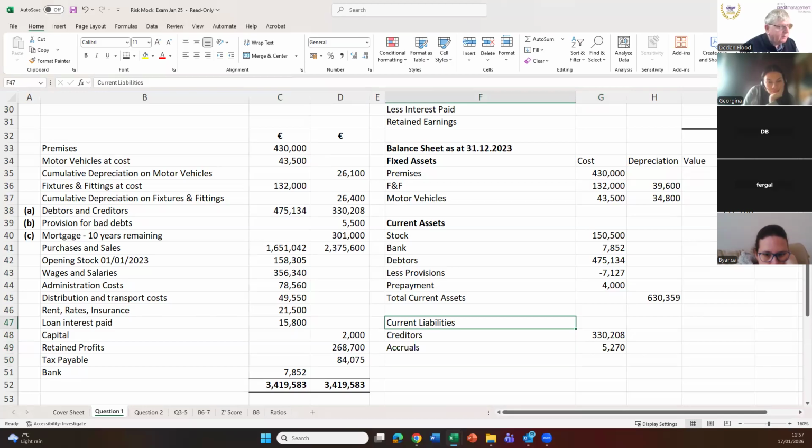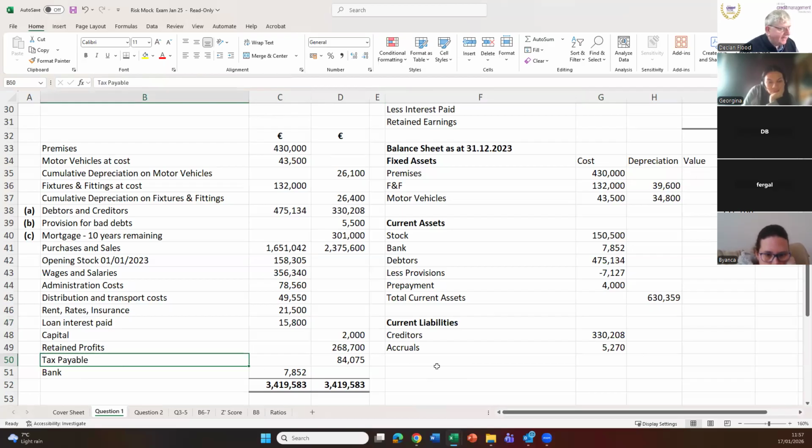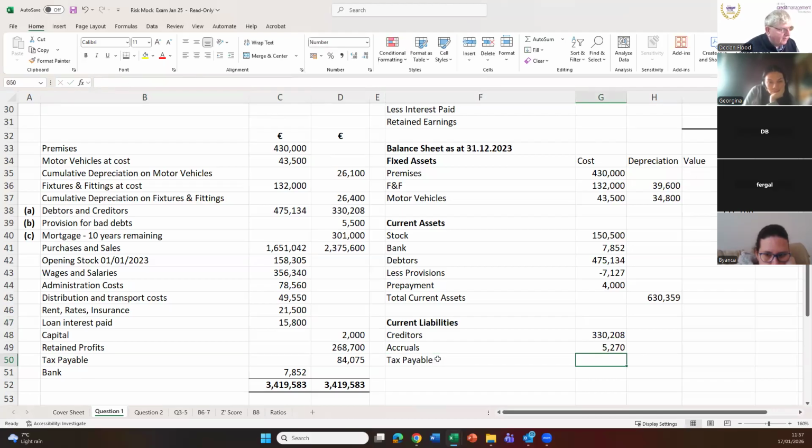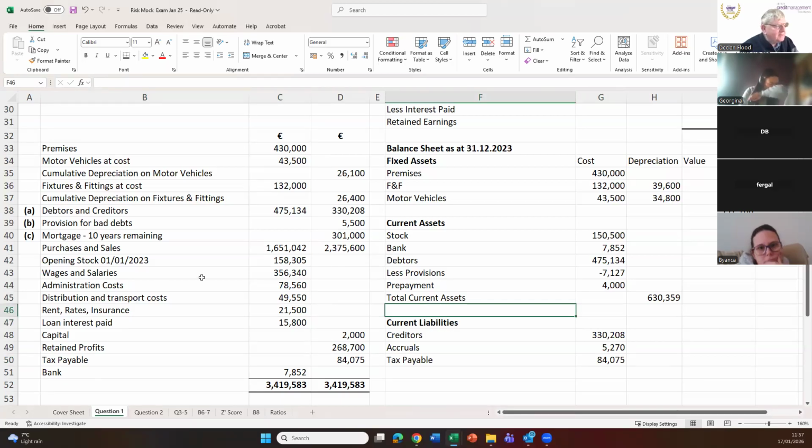So that's money that we owe, even though it's not in the trial balance. So we have to adjust that accruals. And then there's a VAT payable there, a tax payable. So that's net tax payable. So that's a creditor. That's money that we owe as well. So that's 84075. And the last thing then that we have to include in our current liabilities, remember, current relates to 1 year. So that is fine.